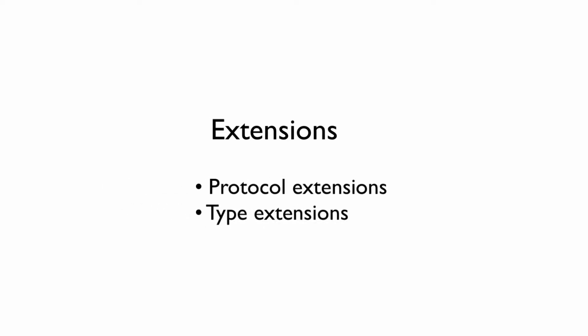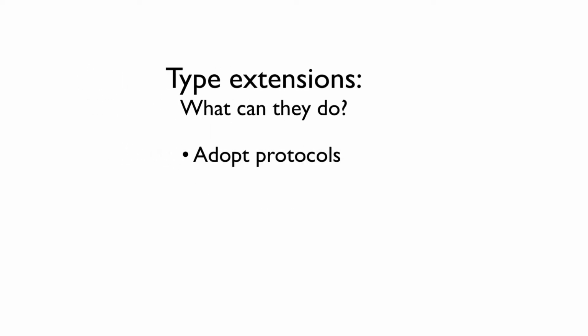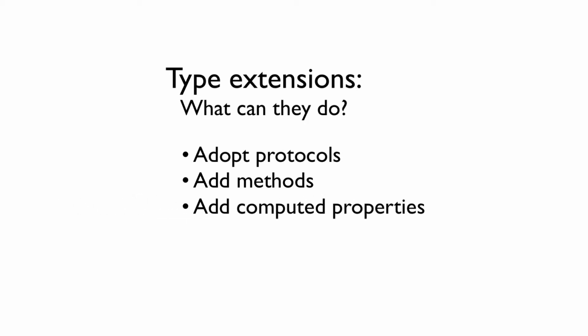We've already looked at using extensions to extend protocols. You can also use extensions to add functionality to types like our distance struct. With type extensions, we can adopt protocols, add instance methods or type methods, add computed properties, and add initializers.